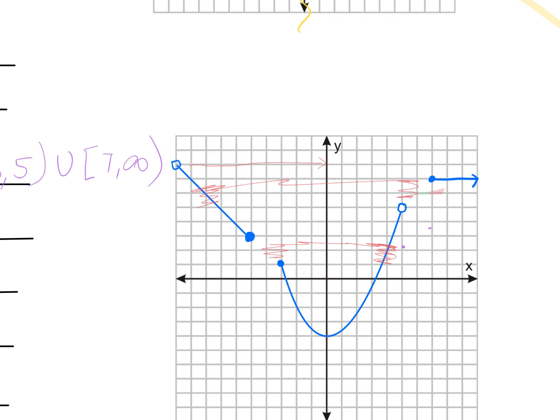All right, so now let's talk about our increase, decrease, and constant. Just look at your graph for a second. Do you have areas of increase?